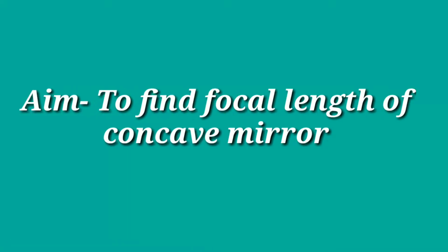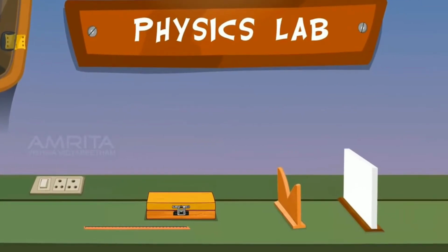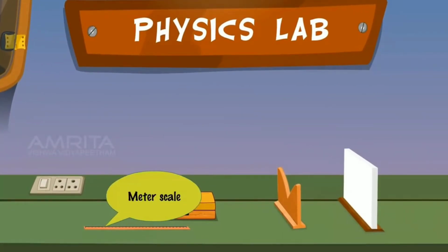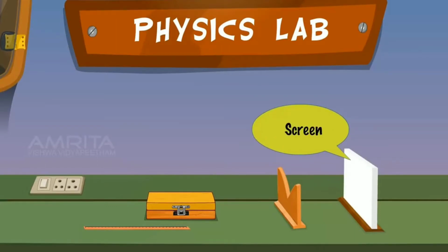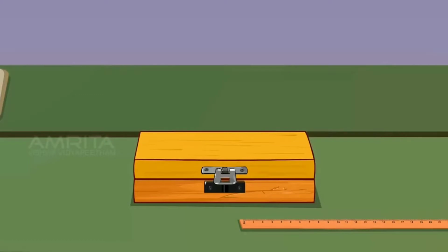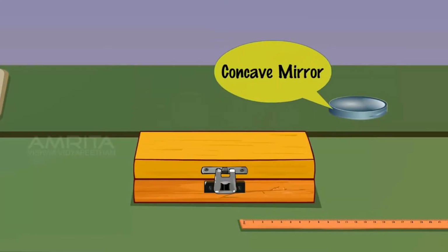Hello friends, today our practical aim is to find the focal length of a concave mirror. The apparatus required for this experiment are a concave mirror, source, screen, meter scale, and holder, or we can say a stand. See here, I have shown you the meter scale, stand, screen, and the concave mirror whose focal length we are going to find.